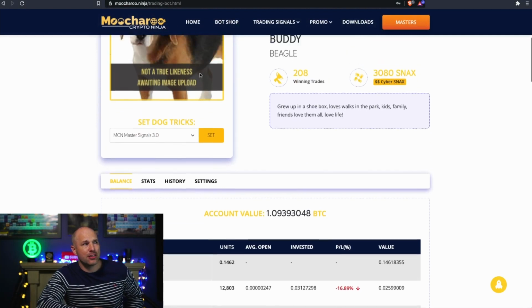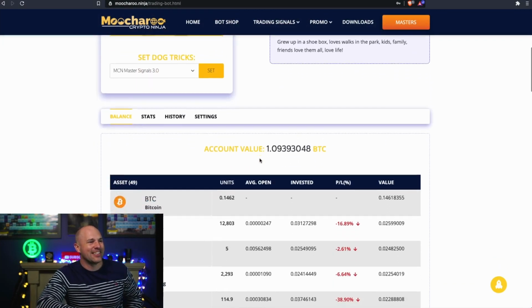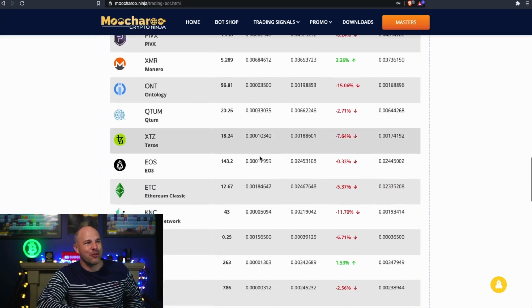We're going to get some new images coming here as well for the bot shop for the Cybertronic dogs, and yeah, all coming here into the bot shop really soon. And there we have it. As always, loads of great development work going on here at Moocharoo Ninja.